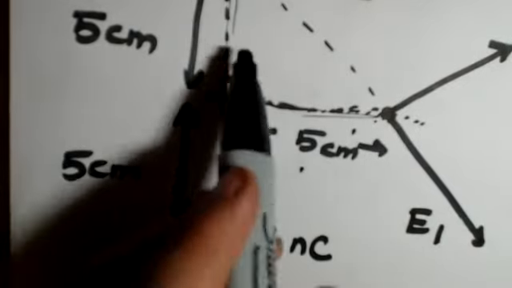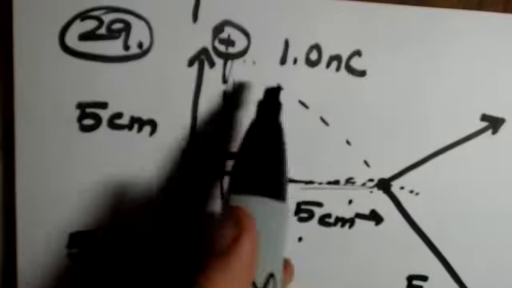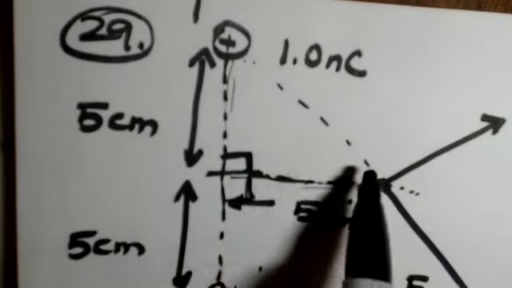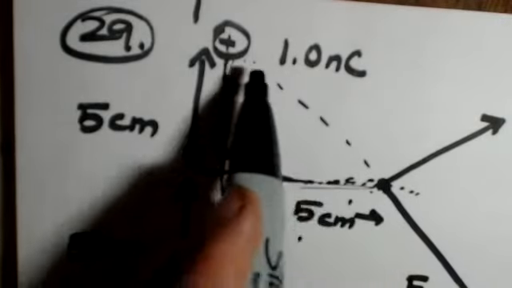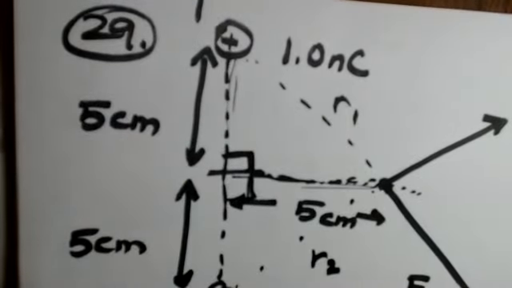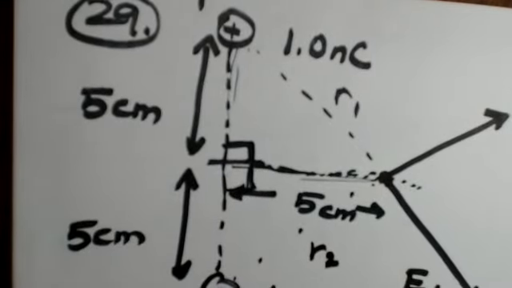Both of those are right triangles. The distance between the charge and the point now is this distance. It's the hypotenuse of those little right triangles. So this is R1 and this is R2. So I'm going to have to do a little bit of trigonometry to figure that out.